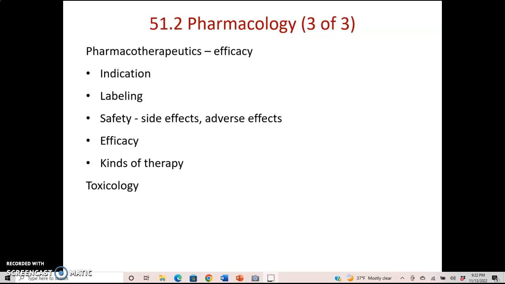The last point says the generic drug does not work, but the trade name drug does. I don't necessarily know if I agree with that. We're not going to go into depth. If you have any questions, please ask.